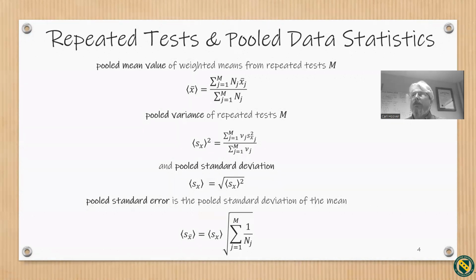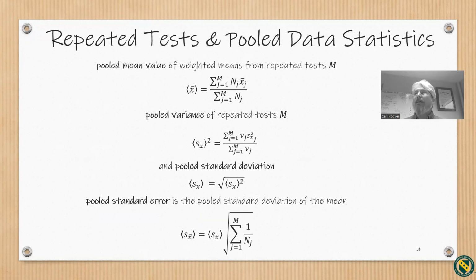So M is the repeated test number, or the number of groups or pools, in this case, of measurement variable X. In our case, M is 6 for those different sections. Each test is denoted by subscript J, and it consists of N sub J repeated measurements. Note that the number of measurements can be different, of course. The pooled mean value, we use the bracket notation, X bar in brackets. The pooled mean value combines each sample mean weighted by the number of measurements N sub J for each test relative to the total number of measurements.